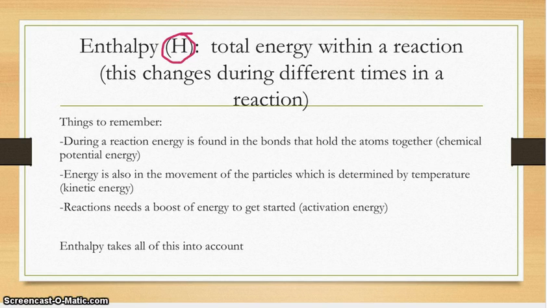So a couple key things to remember. During a reaction, energy is found inside the bonds. We talked early on in the year about this being a potential type of energy. Whenever we talk about chemical energy, we're talking about the energy that is inside the bonds between atoms. Energy is also found in the movement, and we focused on the key term for temperature and average kinetic energy at the beginning of the year. So that also provides some energy to our reaction.